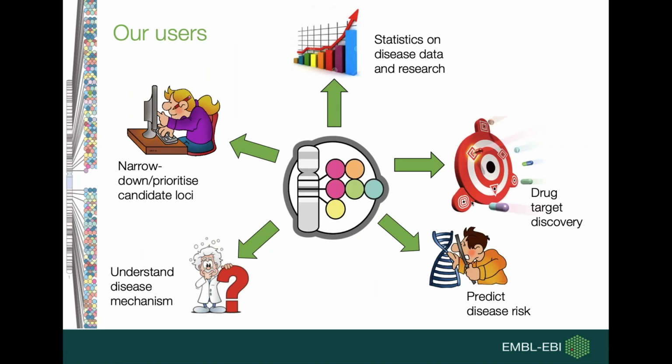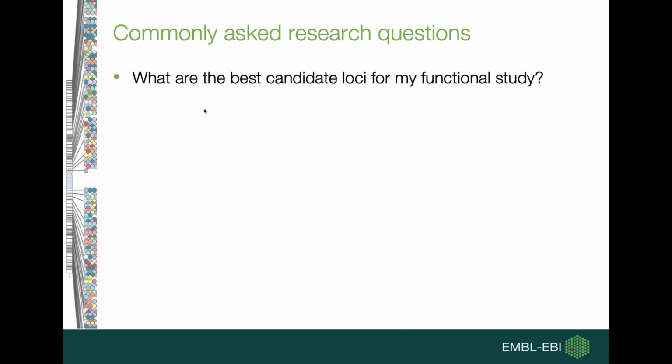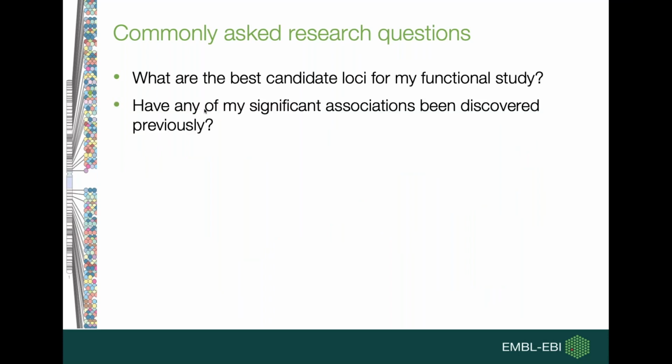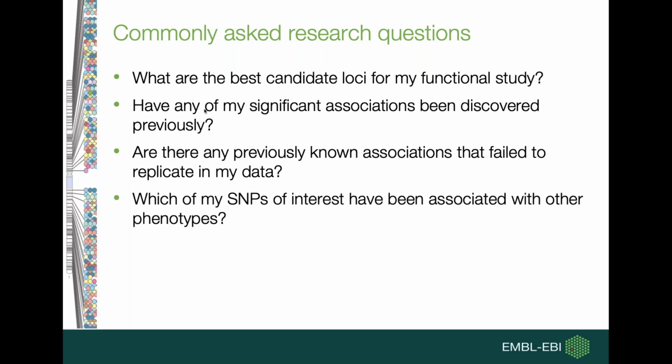Our users come from all different backgrounds, gathering statistics on particular disease areas, using the catalogue to prioritise candidate loci, understanding disease mechanisms, and drug target discovery, to name but a few. Some commonly asked research questions that people come to the catalogue with are: what are the best candidate loci for my functional study? Have any of my significant associations been discovered previously? Are there any previously known associations that have failed to replicate in my data set? And which of my SNPs of interest have been associated with other phenotypes before?